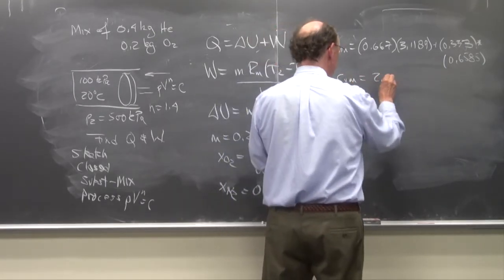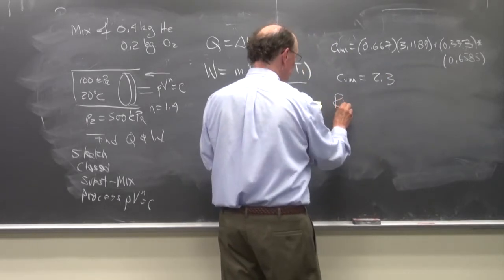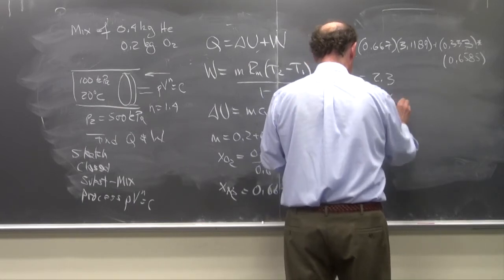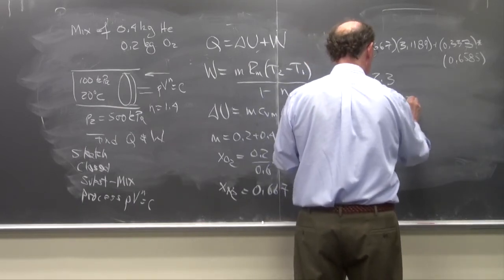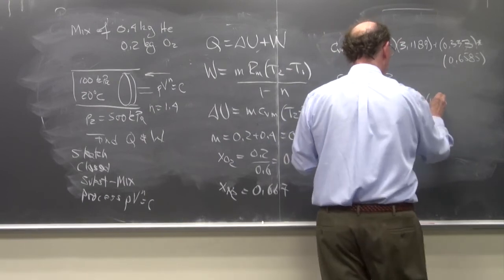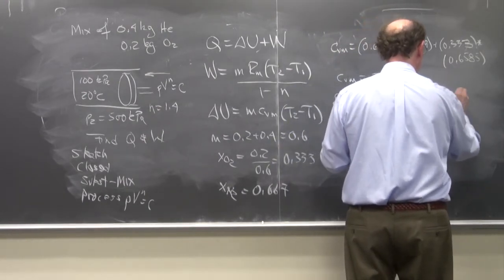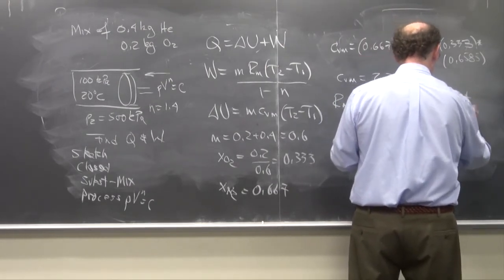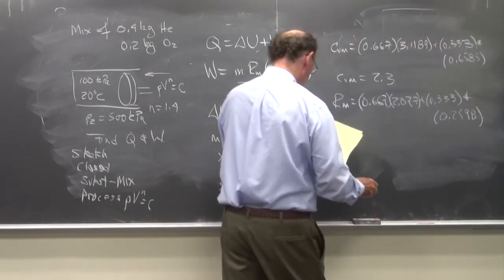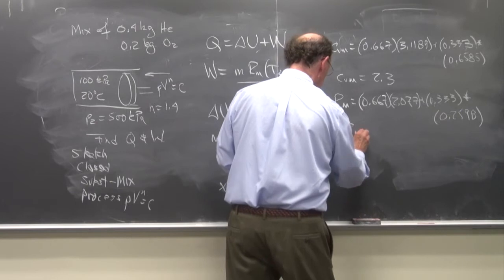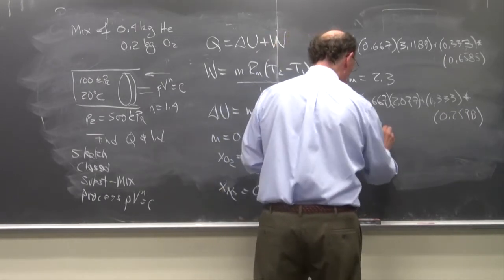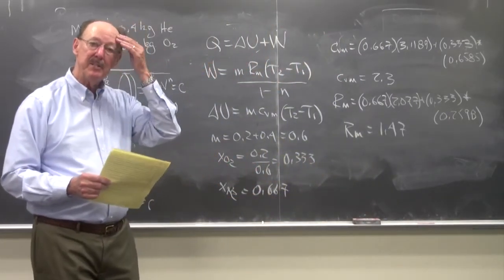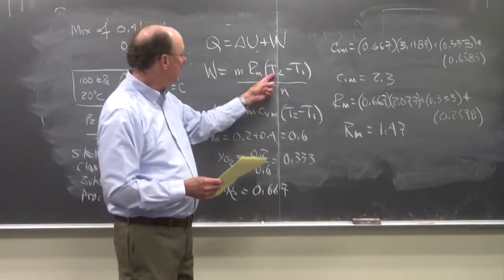So I have that C sub V of the mixture is equal to 2.3, and R of the mixture is 0.667 times 2.077 plus 0.333 times R of the oxygen, 0.5298. So we have that R sub M is equal to 1.47. So I have what these values are, and now I need T2.